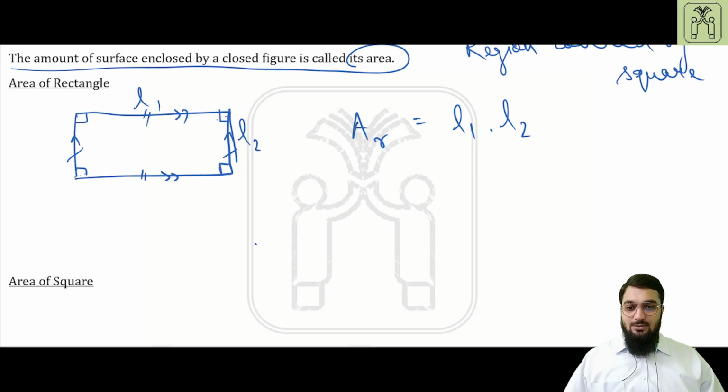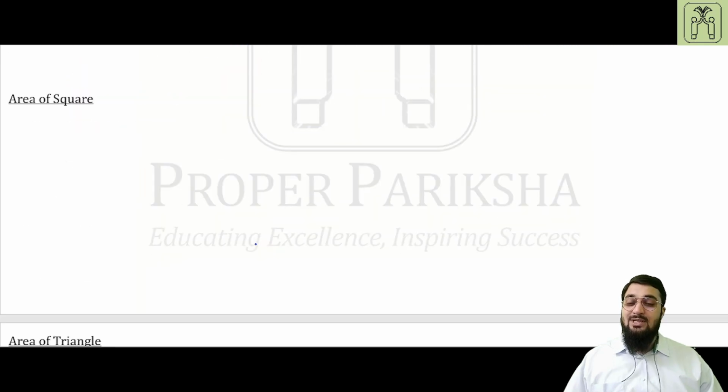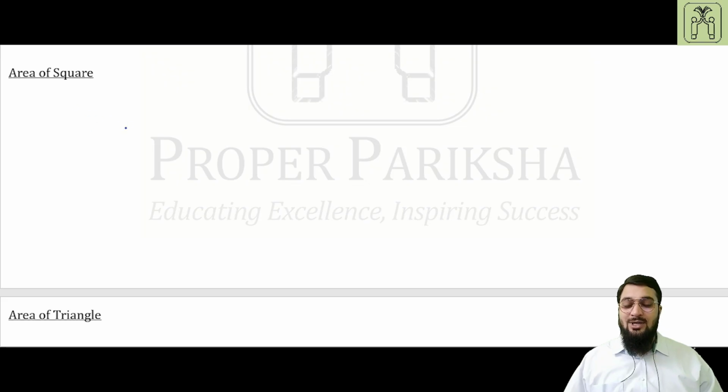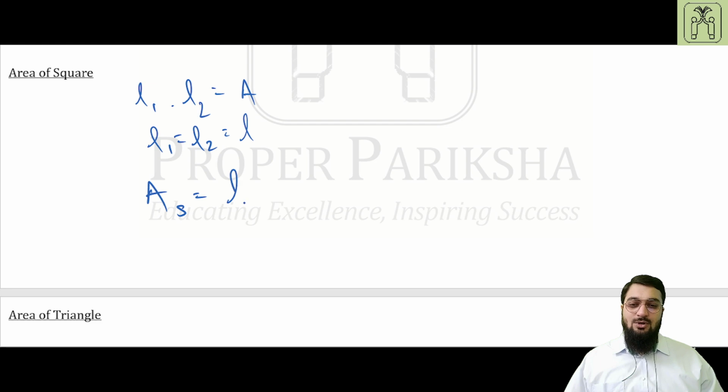Area of a square. What is that? The area of a square is most definitely L1 into L2, but L1 is equal to L2 is equal to L. Therefore, the area of a square is equal to L squared. Simple. Because a square is a special case of a rectangle, putting L1 equal to L2 equal to L, we write L into L is equal to the area, that is L squared.